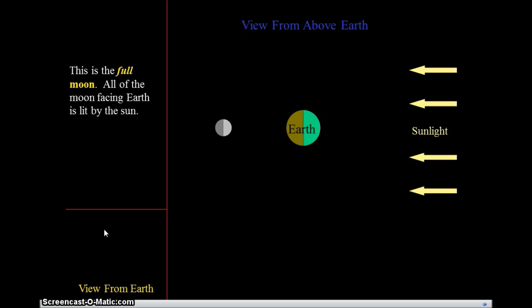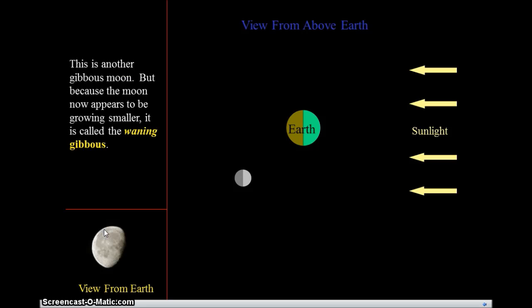Then we get into this position here. This is a position that gets kind of confusing, especially when you're looking at this in 2 dimensions, because a lot of people think that you're going to get an eclipse here, a lunar eclipse, but that's not true, because the moon's orbit is at a slight angle. So in this position here, we will actually see all of the moon, and so this is a full moon phase.